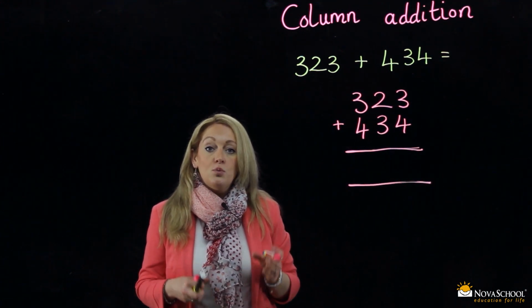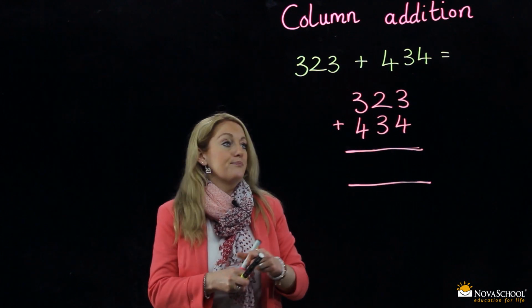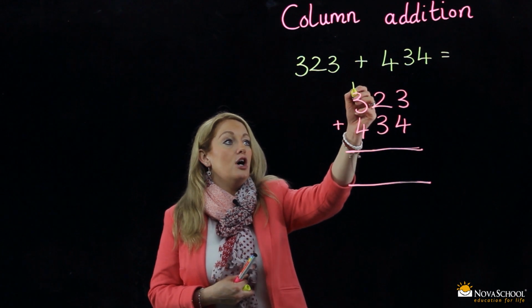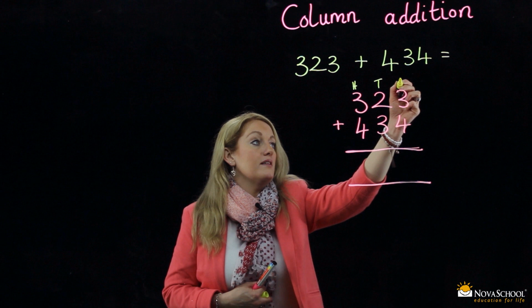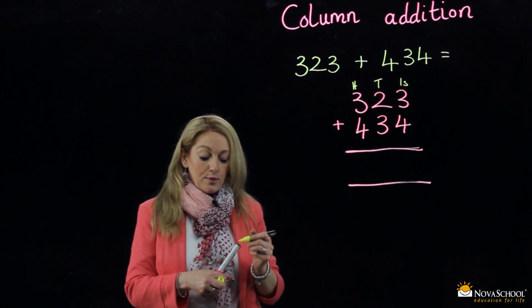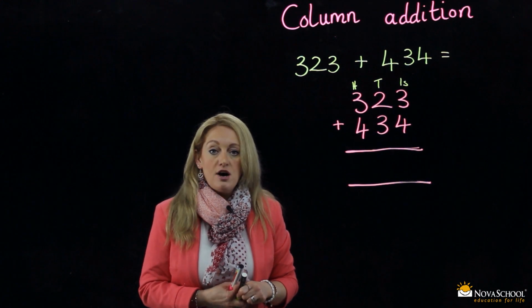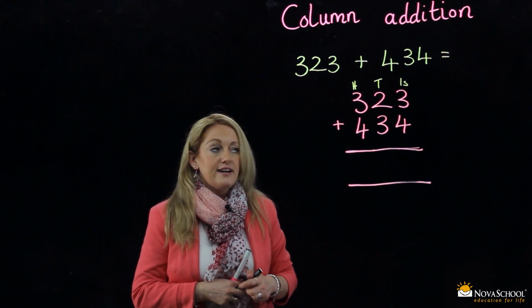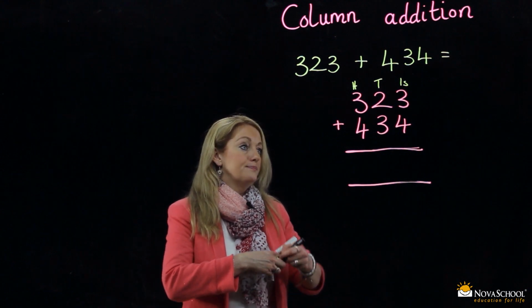We start with the column on the right. Shall we label the columns? Okay, we have hundreds, we have tens, and we have ones. Okay, we start with the ones column. Always start with the ones column. Are you ready? 3 add 4. What's 3 add 4? 7.